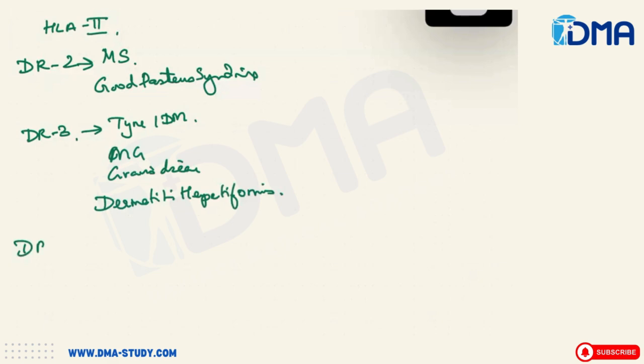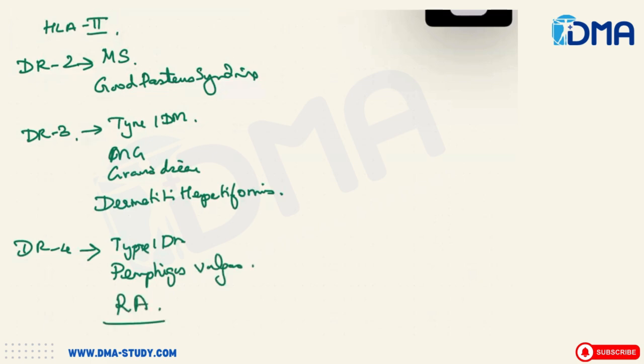Then DR4, it is type 1 diabetes along with pemphigus vulgaris. Pemphigus vulgaris is a disease of the skin, and also rheumatoid arthritis. This could be a possible question. Rheumatoid arthritis is a DR4 mutation. If it's DR5, it is juvenile arthritis.